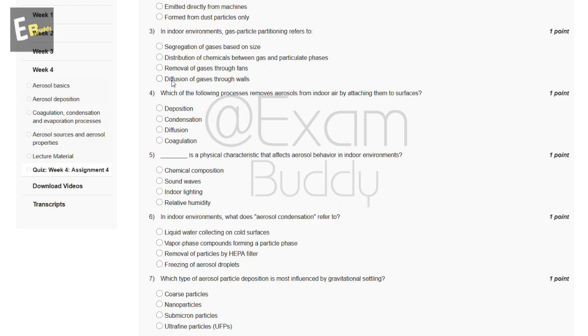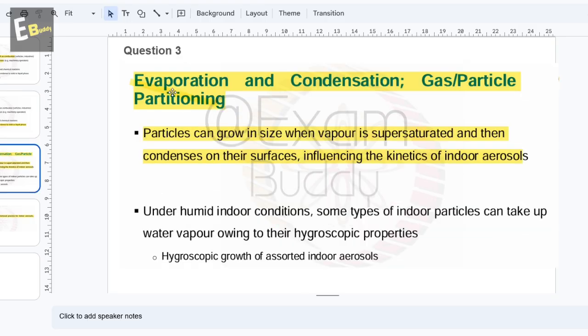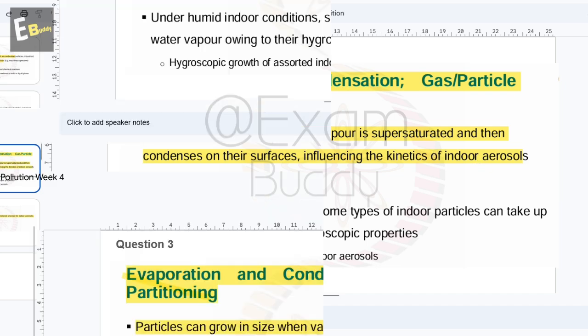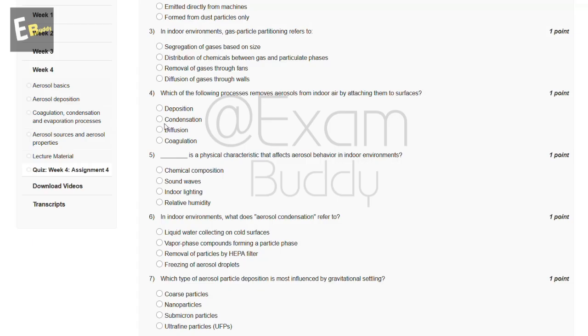Now the third question is: in indoor environments, gas-particle partitioning refers to what? These are the options, and now let's check the answer. Evaporation and condensation govern gas-particle partitioning. Particles can grow in size when vapor is supersaturated and then condenses on their surfaces, influencing the kinetics of indoor aerosols. So the answer to our third question is B: distribution of chemicals between gas and particulate phases.